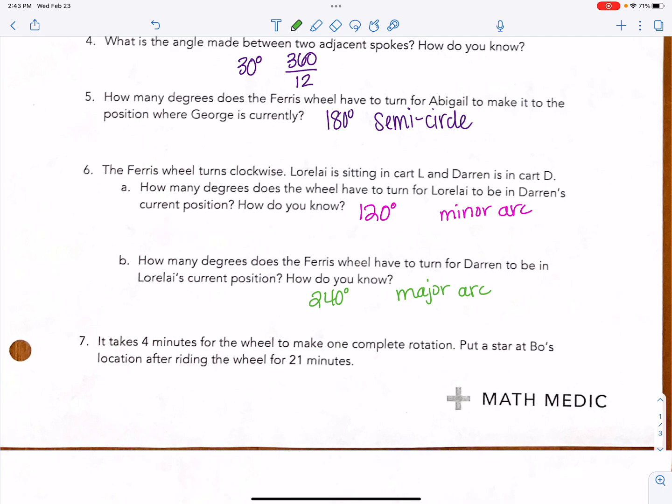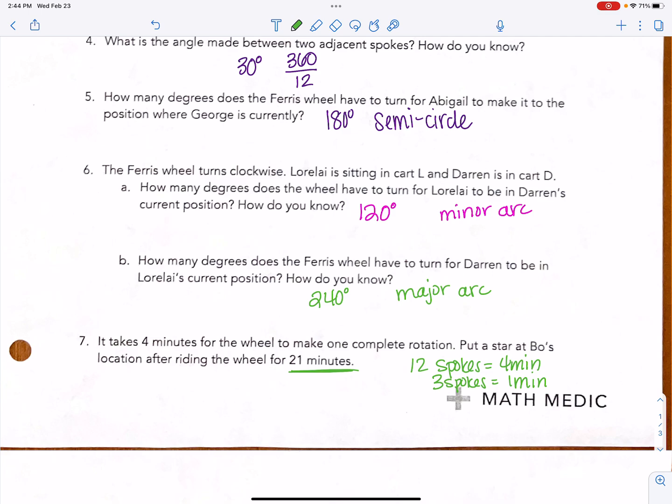Okay, and then number 7 says, it takes 4 minutes for the wheel to make one complete rotation. Put a star at Beau's location after riding the wheel for 21 minutes. Well, if we ride for 21 minutes and 4 minutes is a full rotation, we should go around 5 times. But then after that 5 times, we've got 1 more minute. So you can look at it however you want to. It's 12 spokes in 4 minutes, which would be 3 spokes in 1 minute.